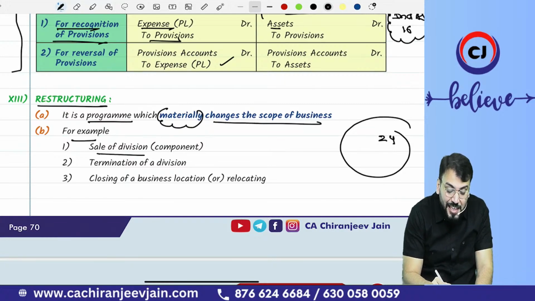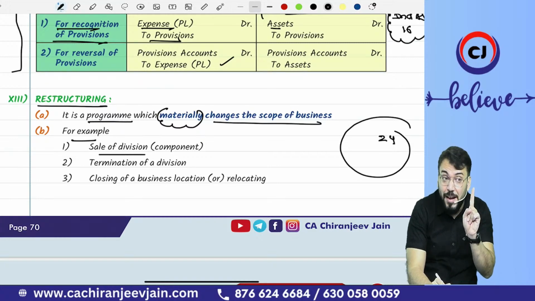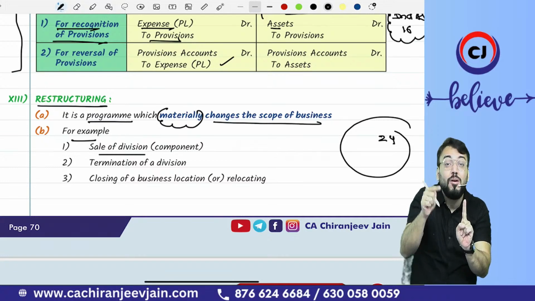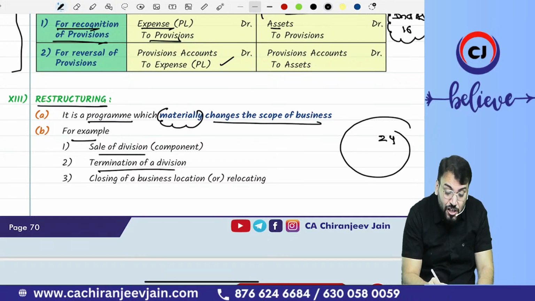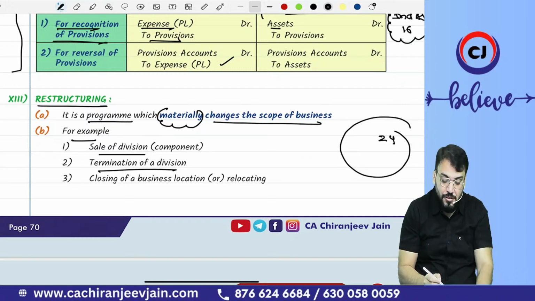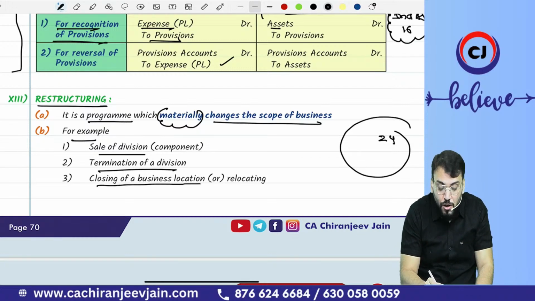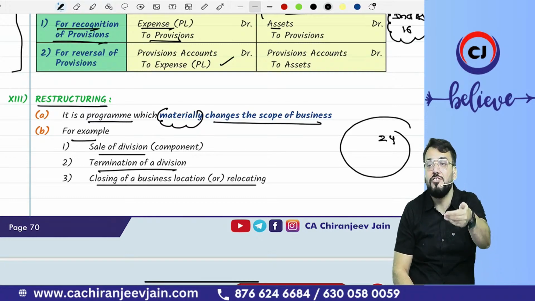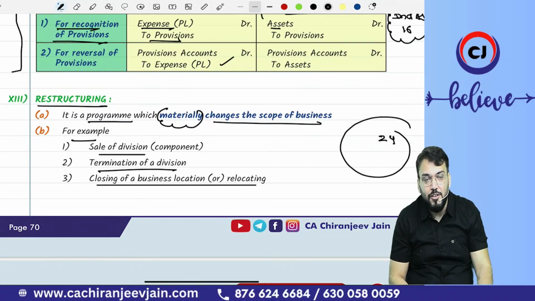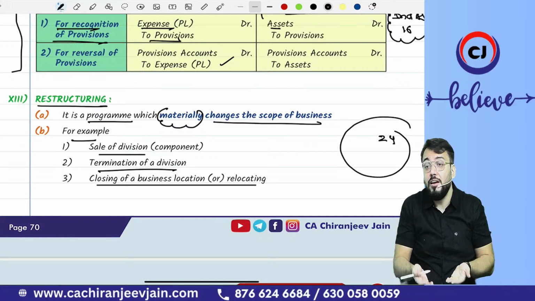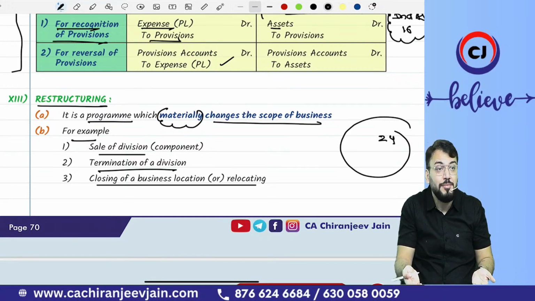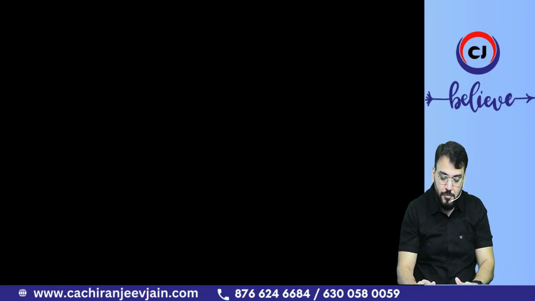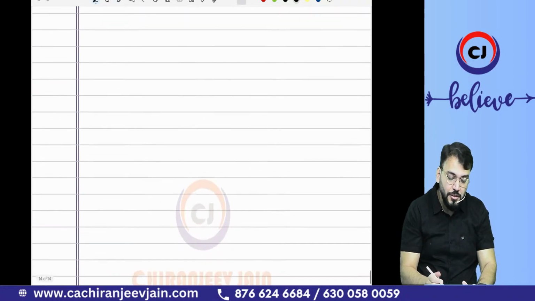For example, sale of division, not sale of entity. When I am saying sale of entity, it will affect going concern. I am saying sale of one of the divisions, termination of a division, or closing of a business location, or relocation of a business location, changing from one location to another. Understood? Now you must be thinking, why are we doing this particular point in Ind AS 37? Let me take one example now. You will understand the importance of this.